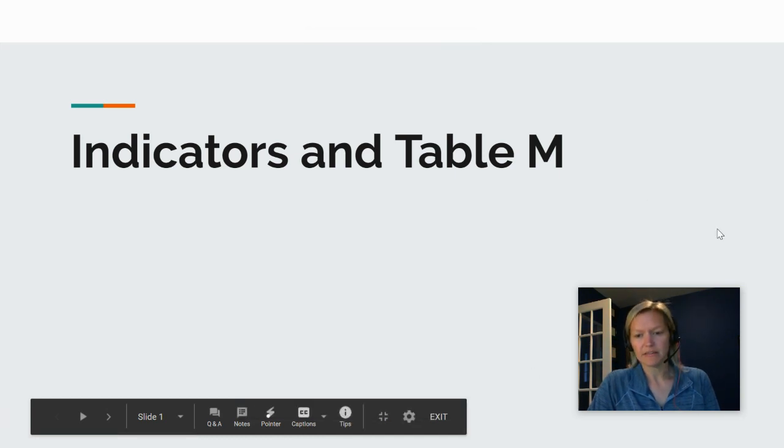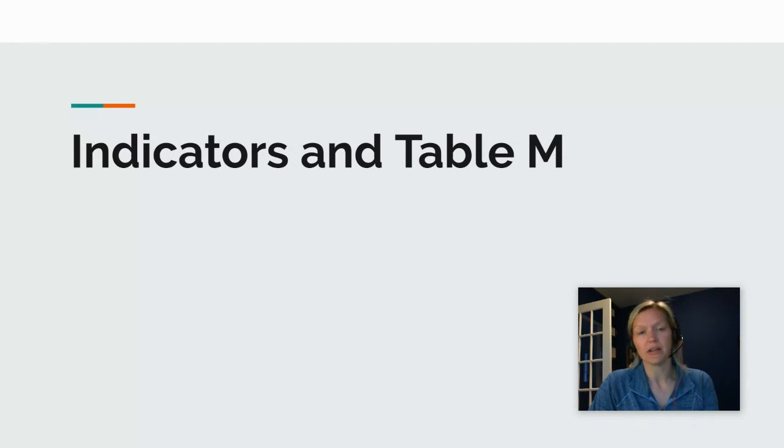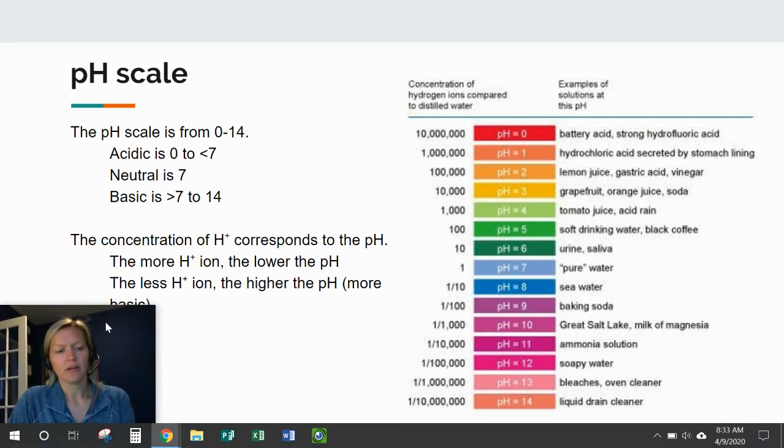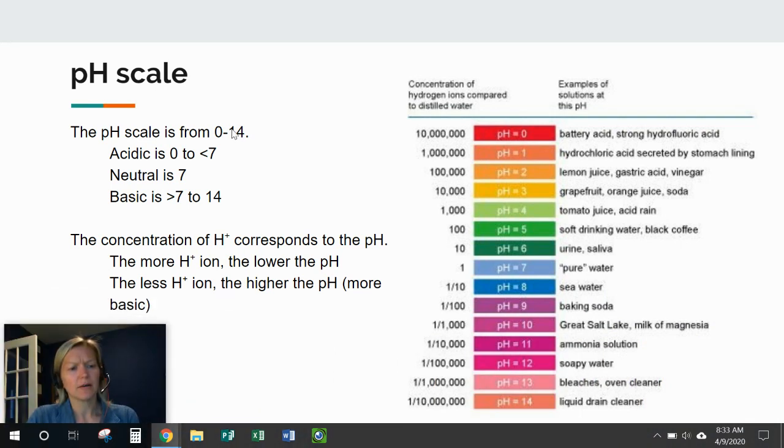Hi everybody, this is going to be a little bit about indicators and Table M for your assignment that's being posted on April 9th. First of all, this is our pH scale.